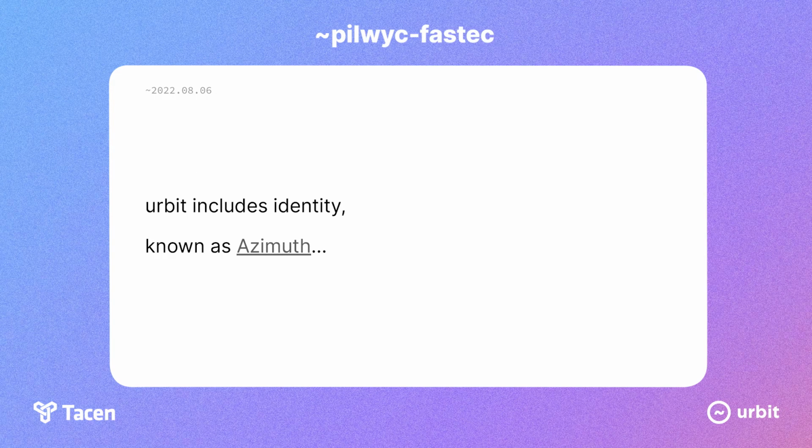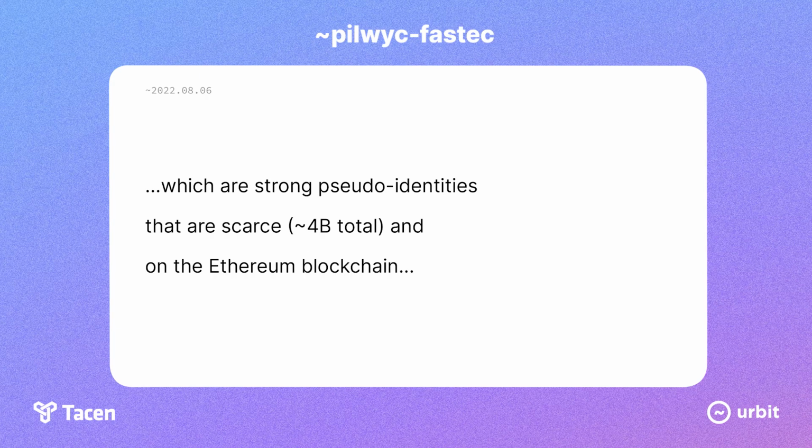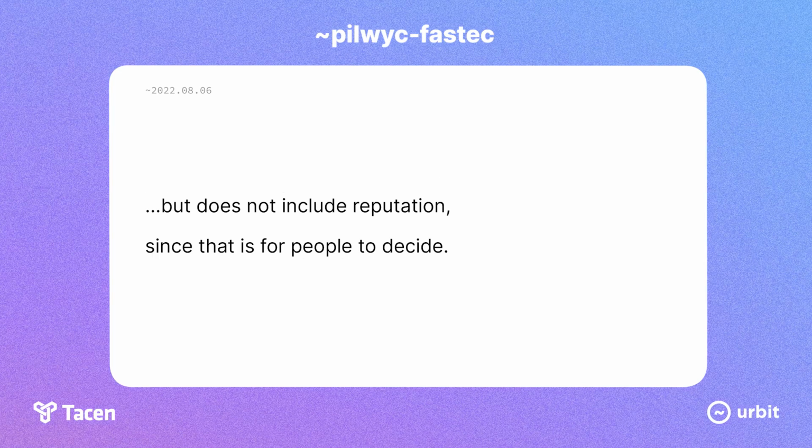And as you may know, Urbit includes an identity that's known as Azimuth. As part of the system, there are very strong pseudo-identities that are scarce, and there's only about 4 billion of them. And this is all on a blockchain. This does not, though, include strong reputation, or at least it's not part of the system today in a very overt way. It's really up to people to decide, right? The way that we end up deciding someone else's reputation is what goes on inside of our own heads, based on our ability to see their identity, which is their ship name or something like that.